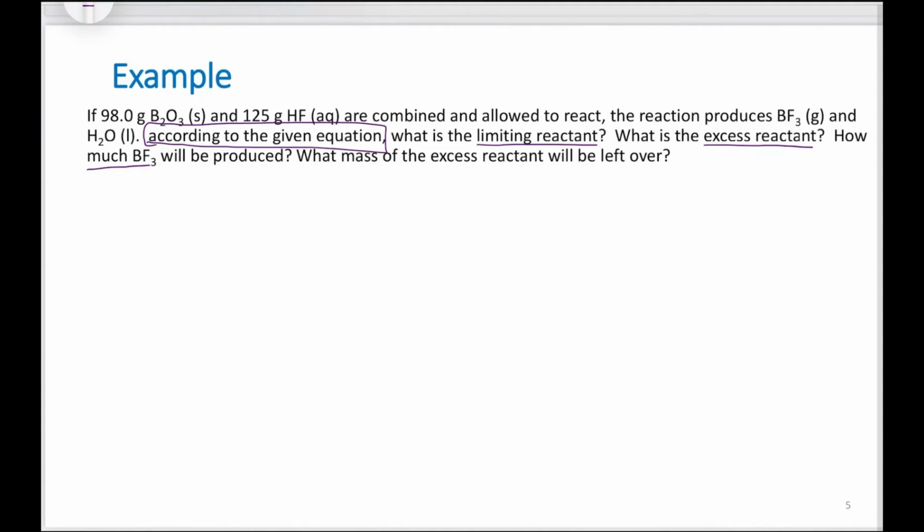What mass of the excess reactant will be left over? How much excess reactant do you have left over? That is also quantitative, meaning you need to do a calculation. So first, let's go ahead and figure out our balanced equation. We know we've got B2O3 reacting with HF, and this is a solid, and this is aqueous. It is producing BF3 gas and H2O liquid.